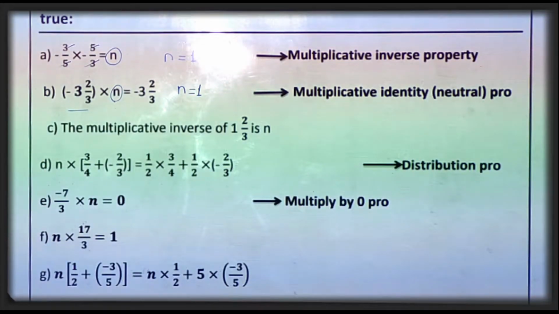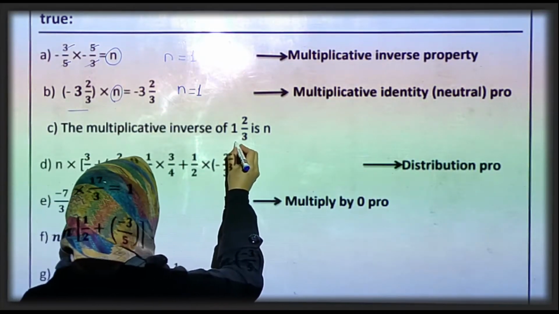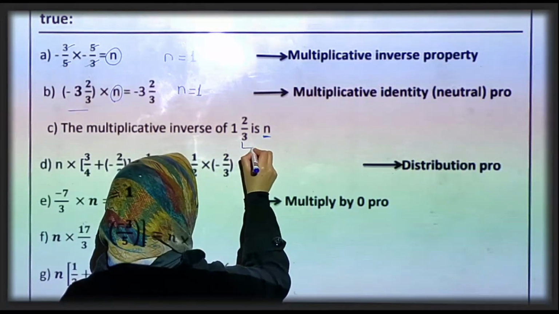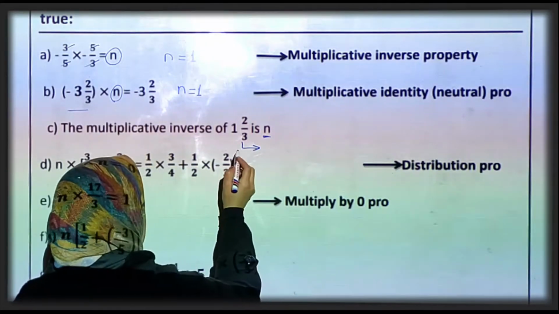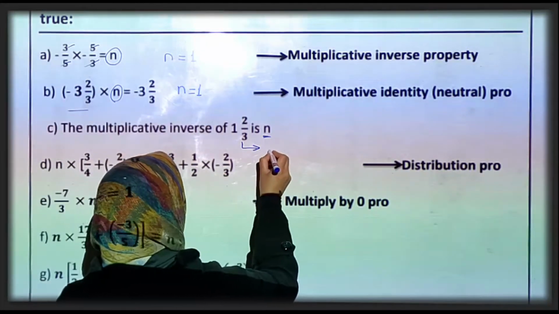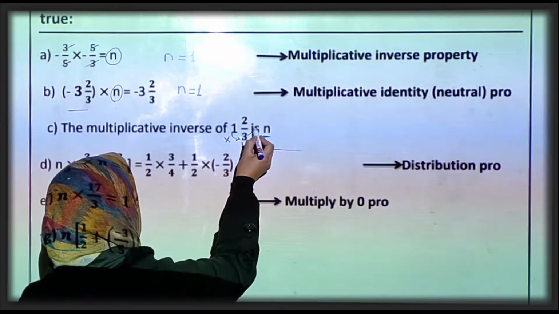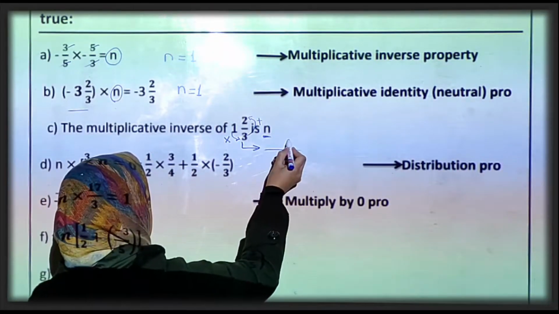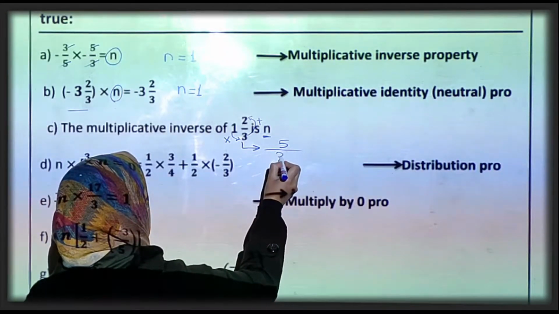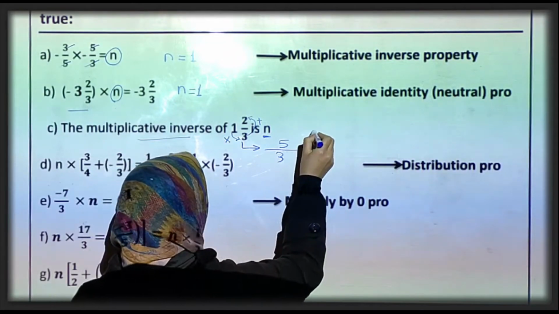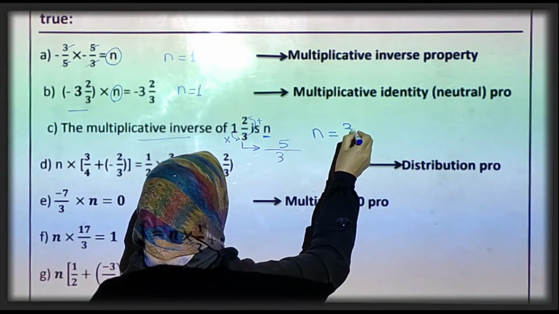Letter C, the multiplicative inverse of 1 and 2/3 is n. We find the value of n. To find the multiplicative inverse, at first we must convert into an improper fraction. 1 multiply 3 equals 3 plus 2 equals 5, and the denominator is 3. To find the multiplicative inverse of this rational, we get n equals 3/5.